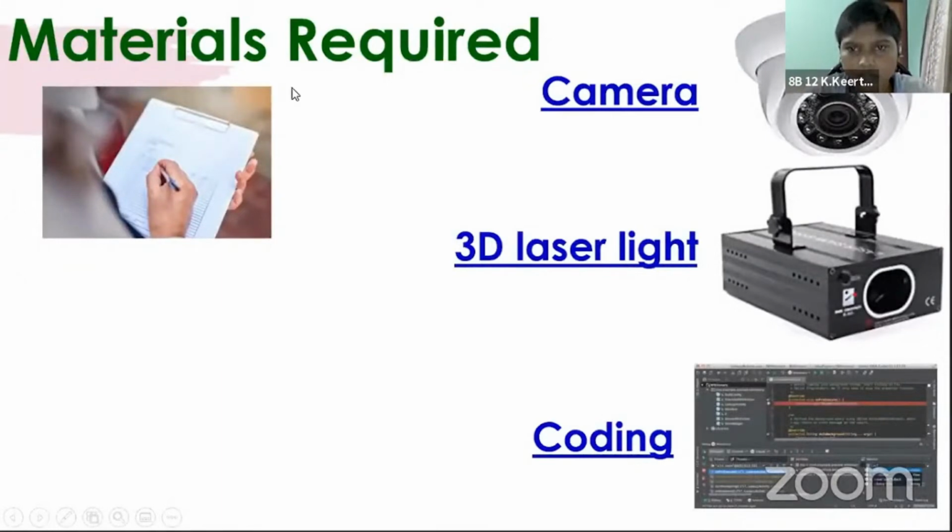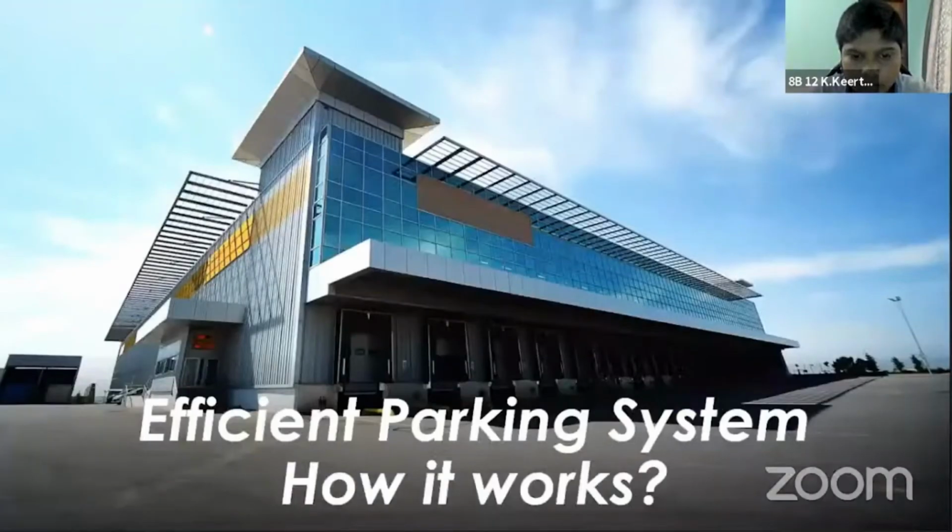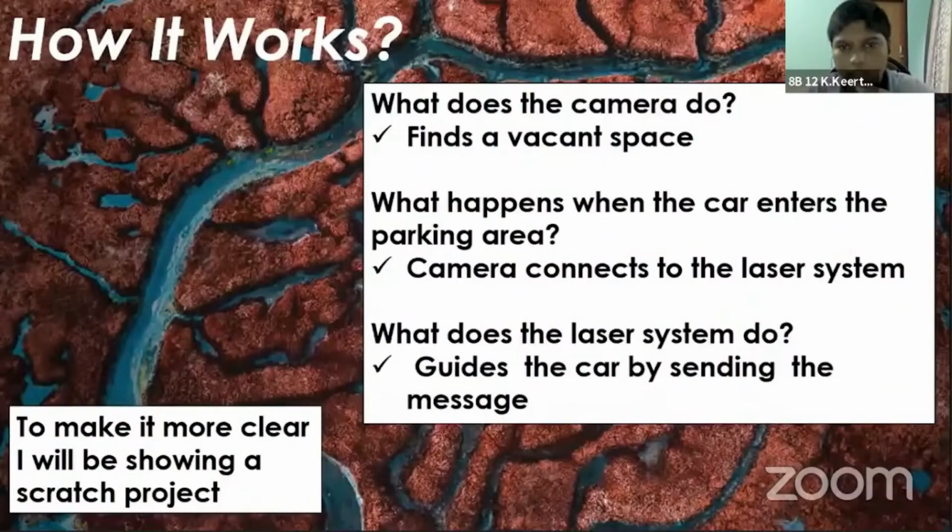Materials required are a camera, a 3D laser light, and some coding. Efficient parking system. How it works. What does the camera do? The camera finds a vacant space. What happens when the car enters the parking area? When the car enters the parking area, the camera connects to the laser system, and it sends a signal to the laser system to get ready. The laser system guides the car by sending the message.